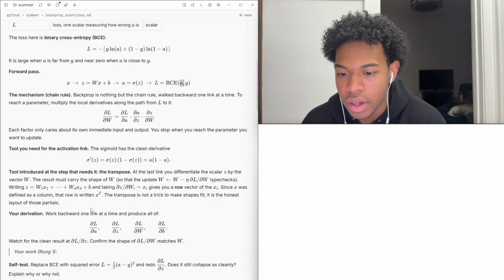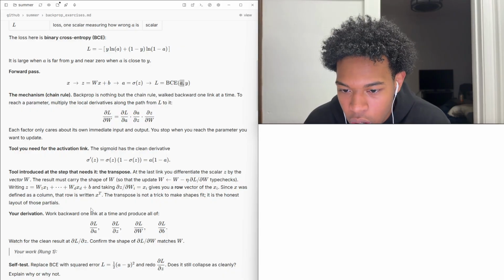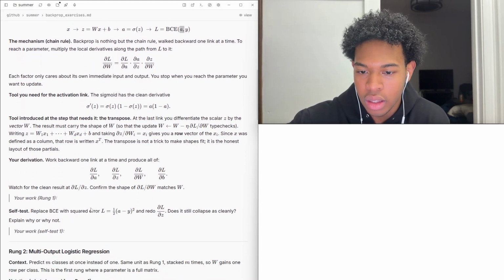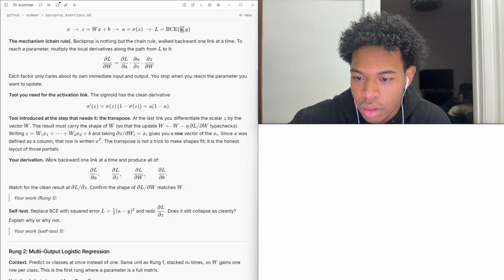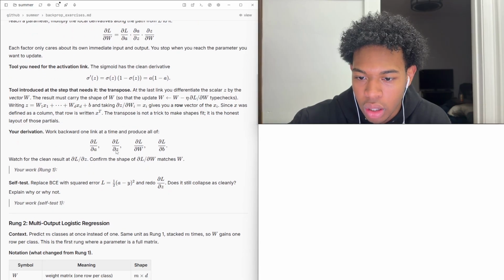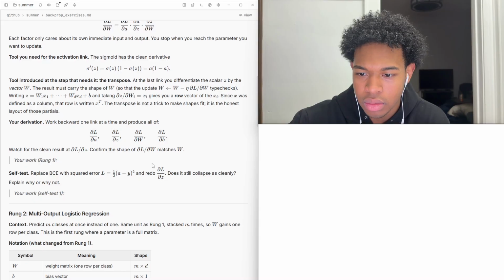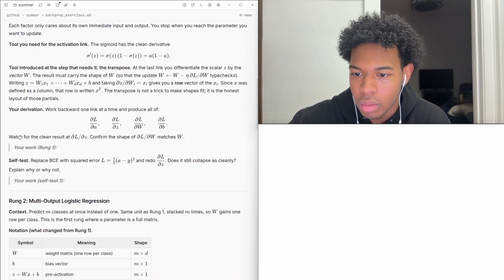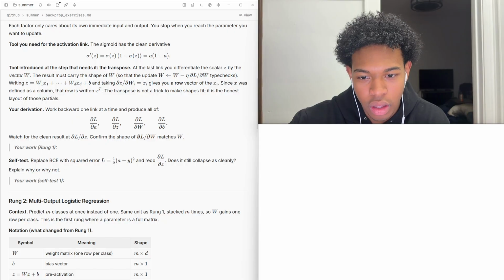X transpose, your derivation, work backward one link and produce, work backward one link at a time and produce all of L with respect to A, L with respect to Z, L with respect to W. This is what I'm responsible for. Watch for your cleanest result. Wait, what? Watch for the clean result at loss with respect to Z. Confirm the shape of L with respect to W matches W. Your work. Self-test. Replace. Explain why or why not.